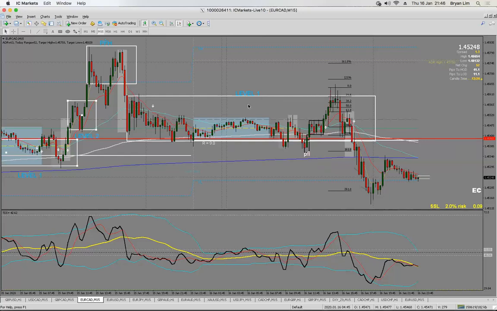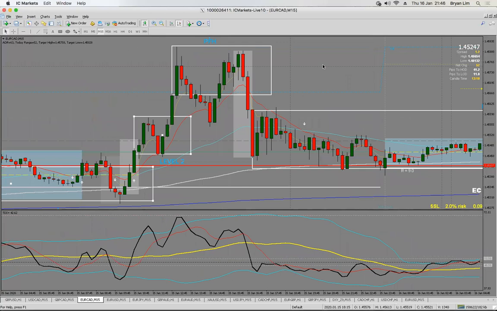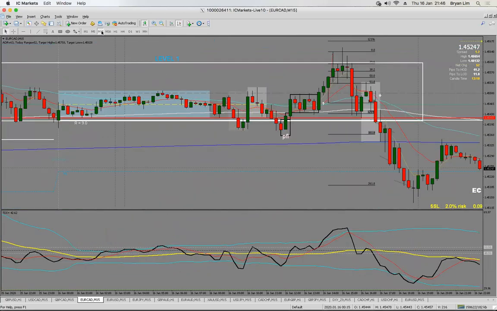Right, so this is level 1. So we're looking for a short opportunity in level 1. Nothing else. We're looking for a short opportunity in level 1. So here's what happened, right?